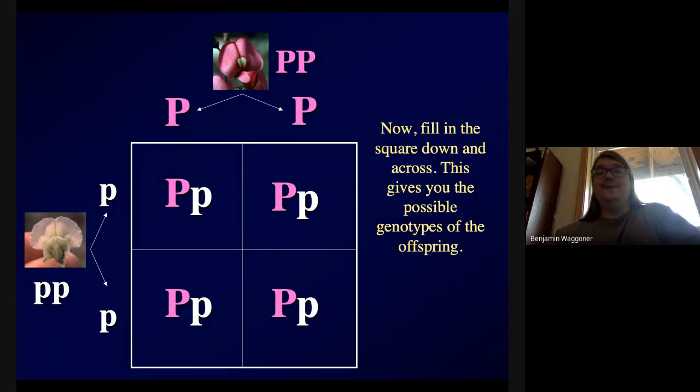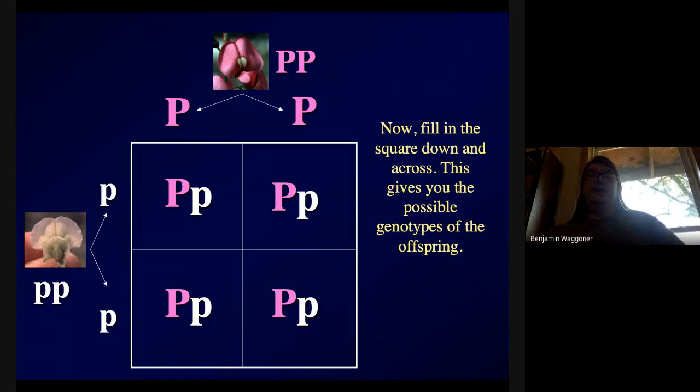Okay. Possibly not terribly interesting, but this is what we'll get. What this is telling you is that 4 out of 4 of your offspring, which is all of them, are going to inherit one big P allele from one parent and one little p allele from the other parent. They'll all have the combination of alleles that we can abbreviate big P and little p. They'll have one dominant purple allele and one recessive white allele.